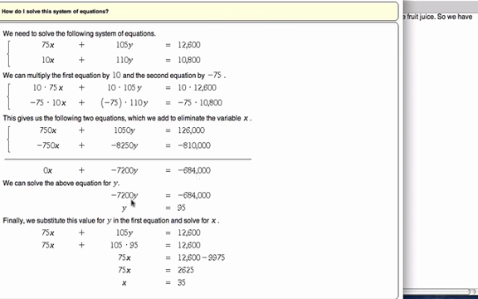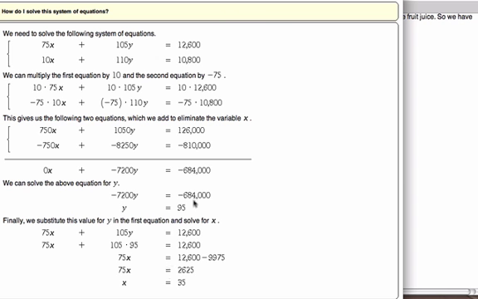You then divide both sides by negative 7,200, and that gives you y equals 95. Then you're going to take that value for y equals 95 and plug it back into either one of your original equations. It looks like they took the top equation. Okay, replace y with 95. So you multiply that together and subtract it from both sides. So you're going to subtract 9975. That gives you 2625. Divide both sides by 75, and you get x is 35.